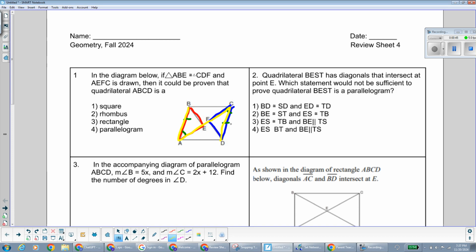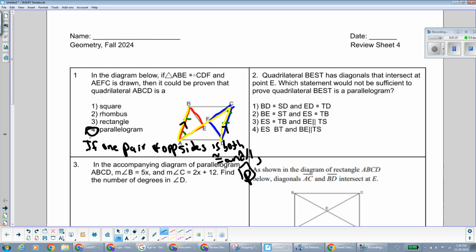If I highlight these lines and this transversal, we see a letter Z. And in the corner of the Z's, we have congruent alternate interior angles. That means the lines forming them are parallel. If one pair of opposite sides is both congruent and parallel, the quadrilateral is a parallelogram. So here we have a parallelogram. One pair of opposite sides is both congruent and parallel.